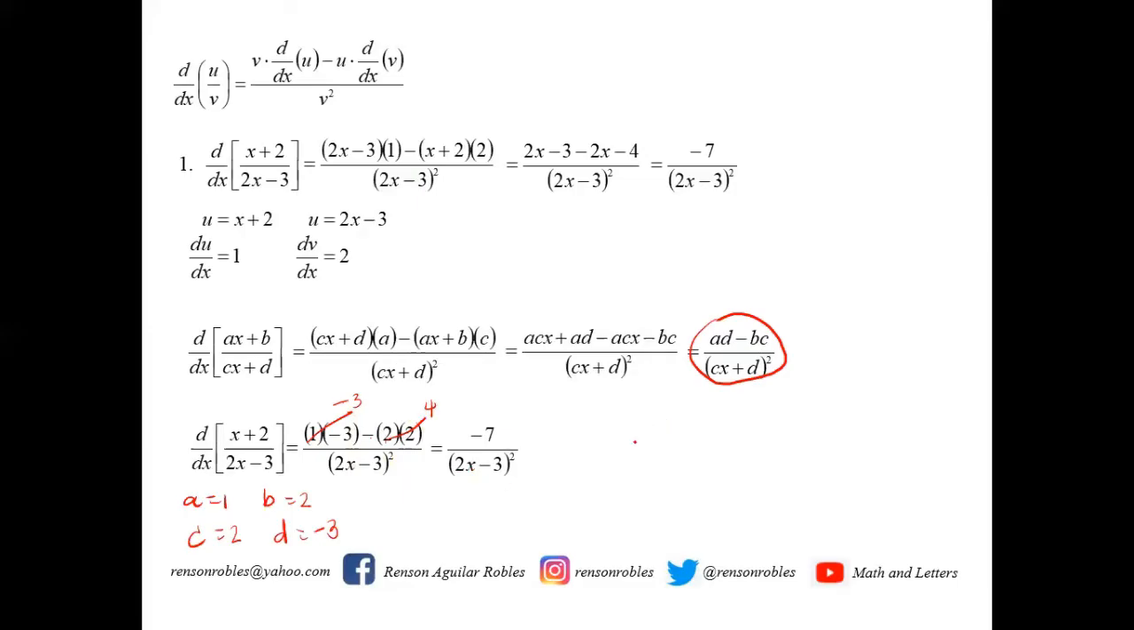Now, one easy way to remember this is by transforming the coefficients of this function into an augmented matrix of this form. So that's a, b, c, and d. And then you just think of this as a process of getting the determinant of this matrix. So that's a times d, then minus b times c, all over, you just copy the denominator, and then you raise it to the second power.